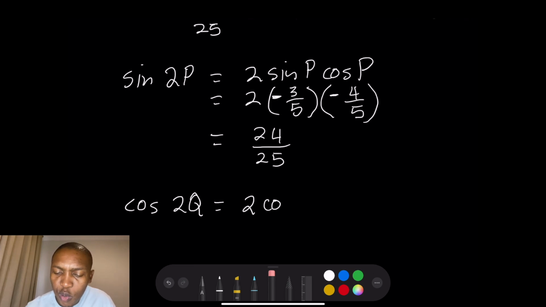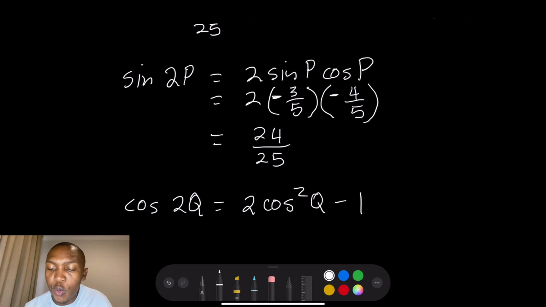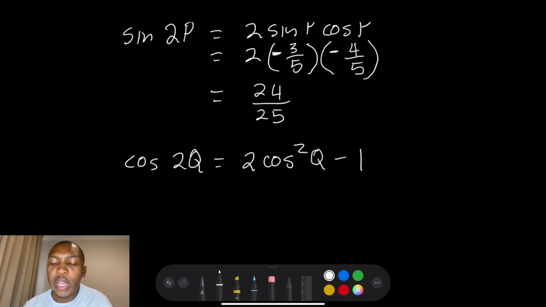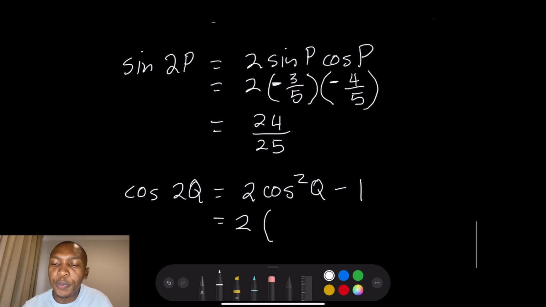Yeah, it's 2 cos squared. Yes, I am correct. 2 cos squared of q minus 1. Or you could have chosen cos squared of q minus sine squared of q, or 1 minus 2 sine squared of q, all the same, you will get to the same answer. So it's going to be 2 into cos of q.